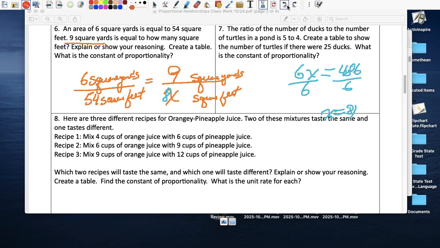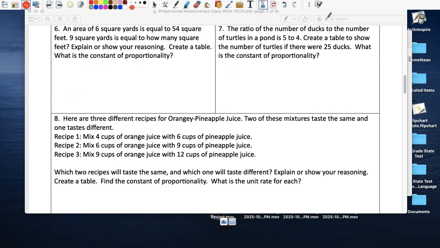Or how about if I did it this way? If I look this way, 6 times what's 54? Well, it's times 9. So from here to here would also be times 9. And 9 times 9 is 81. That's one that people sometimes forget about, that relationship, right? So we can set up a proportion, we can go side to side for a relationship, we can go up and down for a relationship, okay?